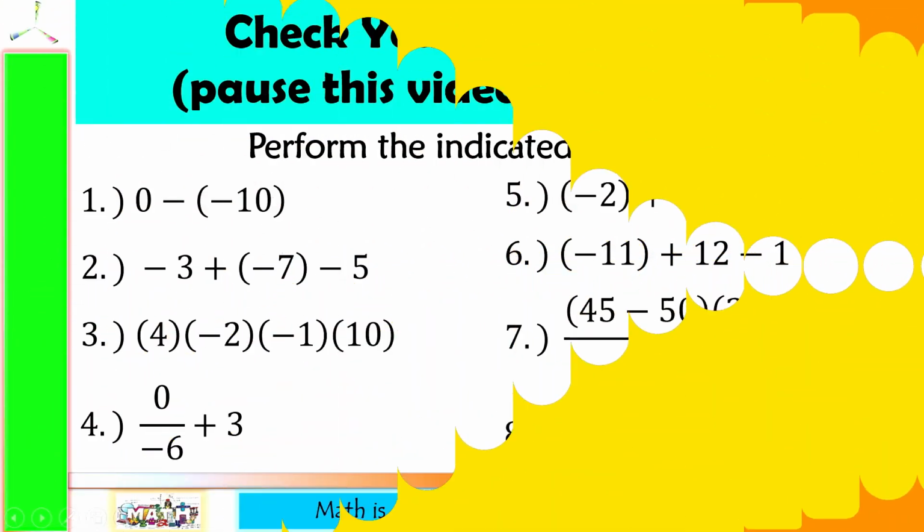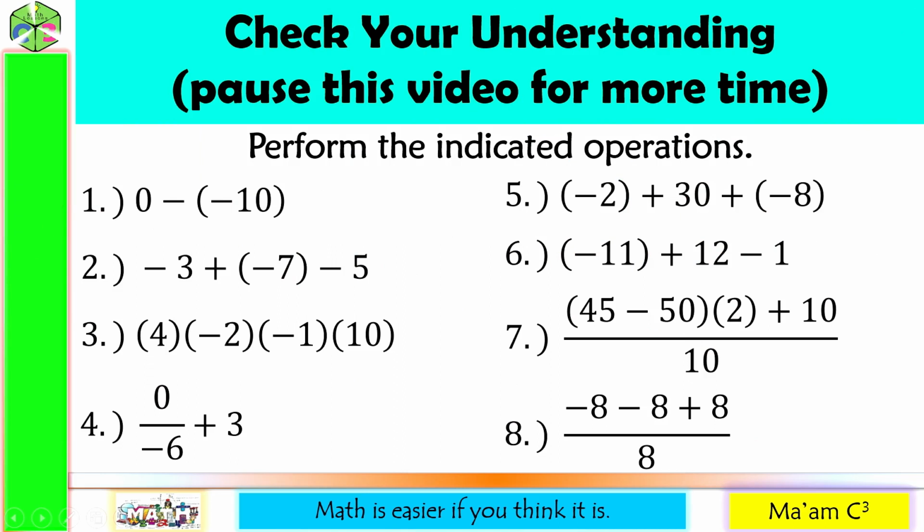Now, it is time to check your understanding. Pause this video for more time. Let us answer. Perform the indicated operations. Number 1, 0 minus -10. So two consecutive negative signs will become positive. So 0 plus 10 is equal to positive 10.